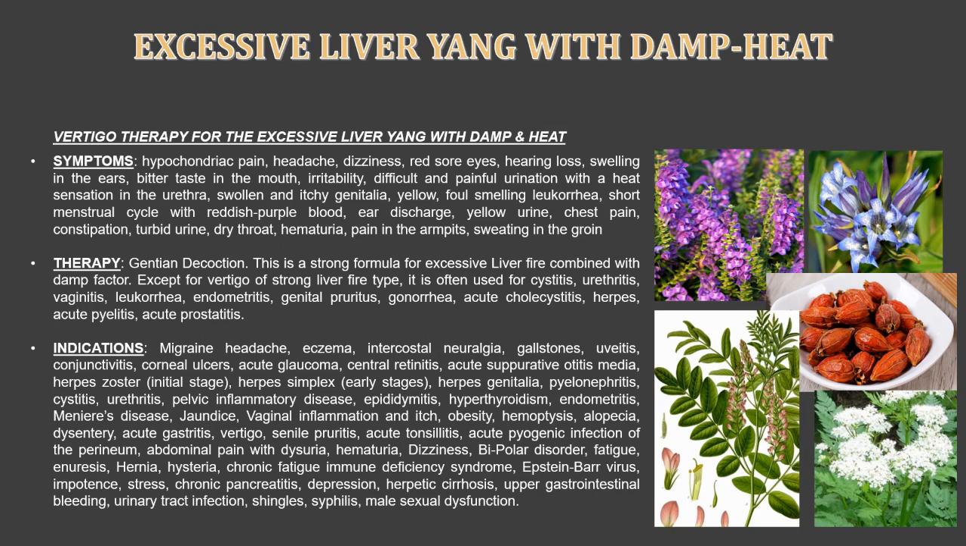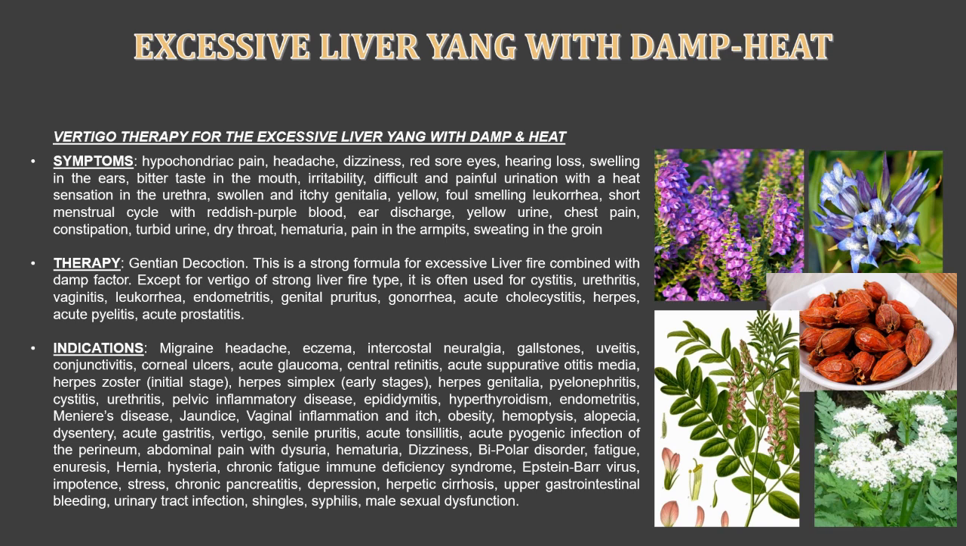The other option is vertigo caused by an excessive liver yang with damp and heat. Symptoms here are hypochondriac pain, headaches, dizziness, red sore eyes, hearing loss, a swelling in the ears, a bitter taste in the mouth, irritability, difficulties urinating and painful urination with a heat sensation in the urethra, swollen and itchy genitalia, yellow foul-smelling leukorrhea, short menstrual cycle with reddish purple blood, ear discharges, yellow urine, chest pain, constipation, turbid urine, dry throat, hematuria, pain in the armpits, and sweating in the groin.